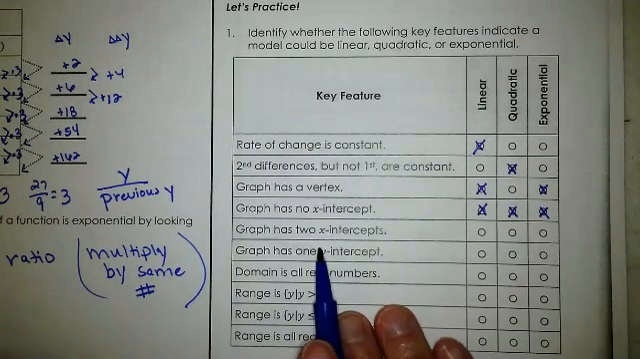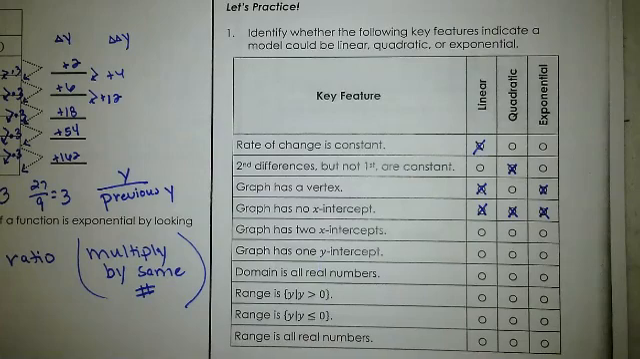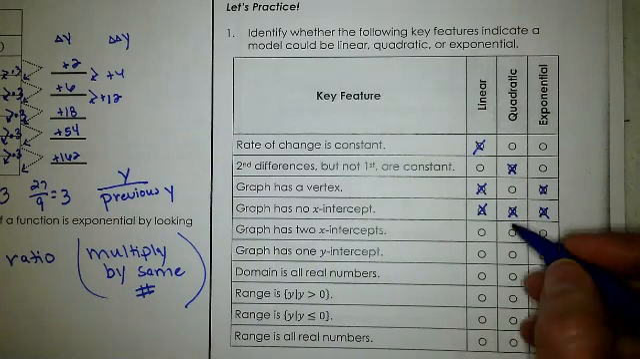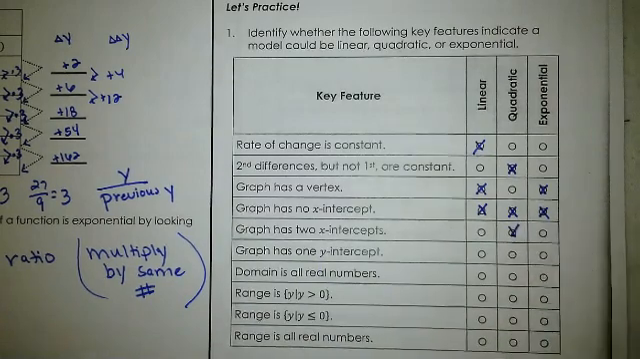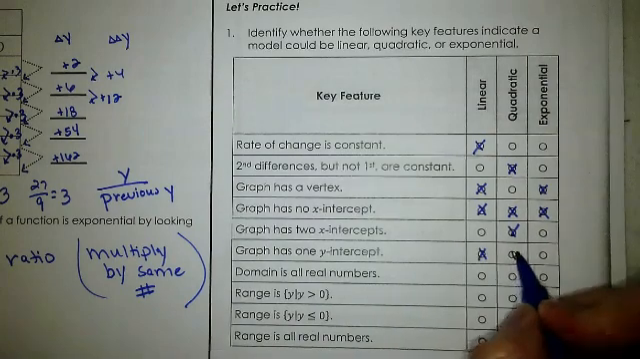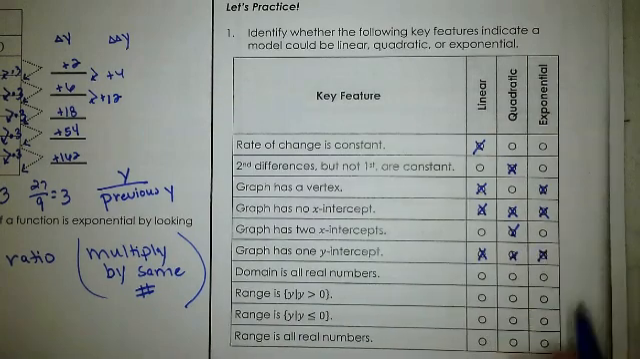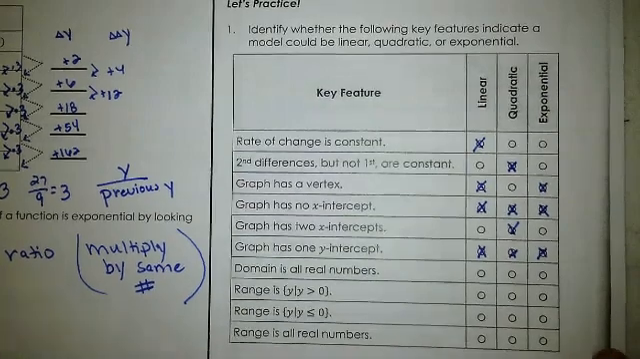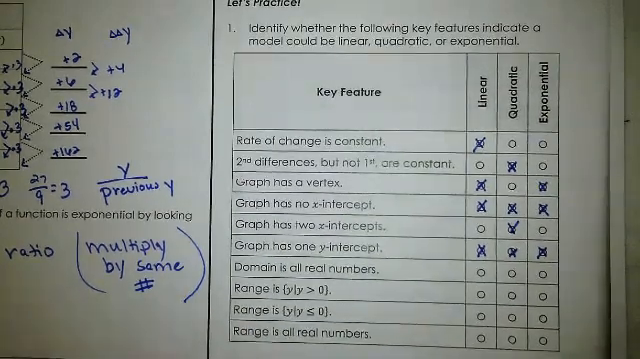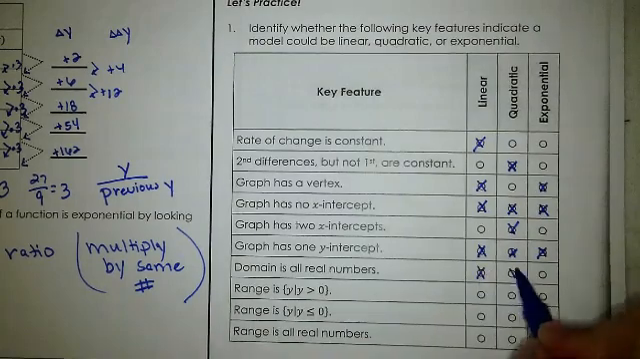Which type of graph could have two x-intercepts? That would be a quadratic. Which type of graph has one y-intercept? That's all three of them. Which type of function has a domain of all real numbers? Again, that's all three.